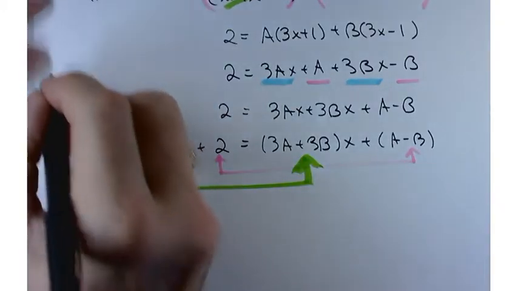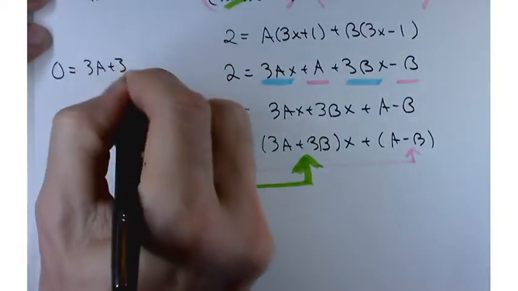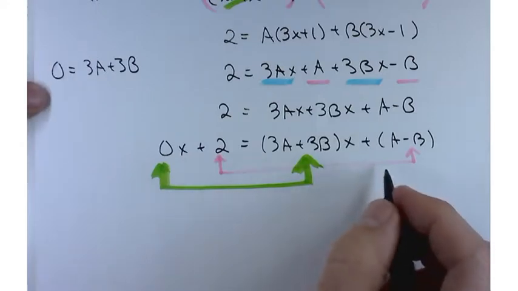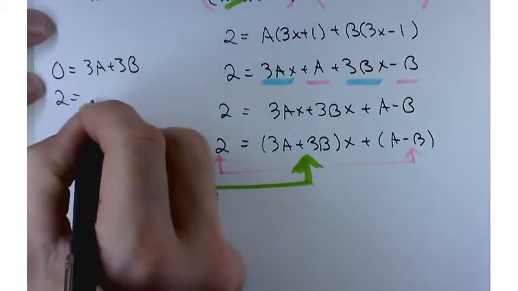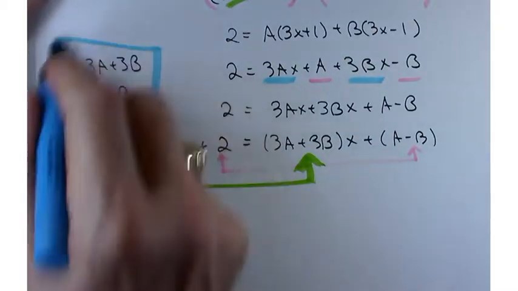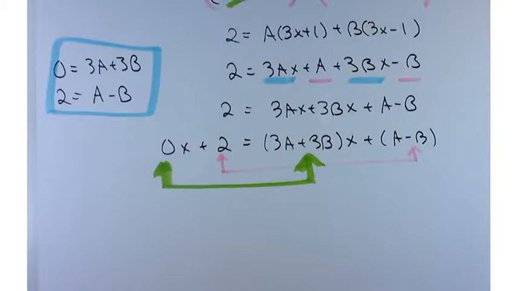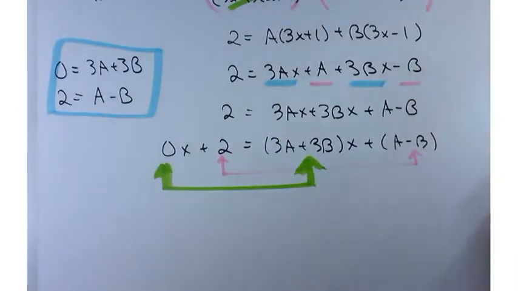My two equations look like this. 0 equals 3A plus 3B. What's the other equation? Anyone tell me? 2 equals A minus B. And you can solve this system of equations any way you want. It's a pretty basic one. You could use the addition method, you can use the substitution method. You can even do it on your graphing calculator. Doesn't matter to me.